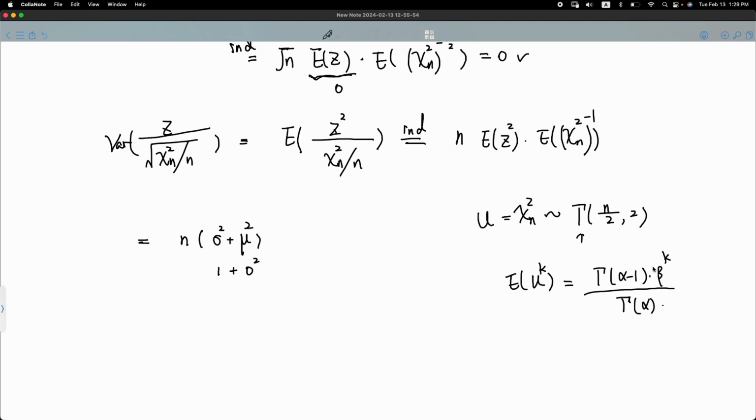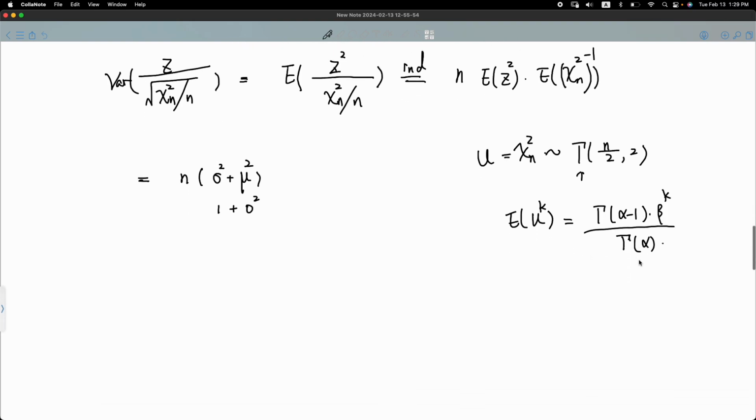Does someone remember if this is the formula? Did I write it correctly? You can copy from the formula in your previous handout or homework. I think this is the one, the formula we derived in homework 1. Now we just need to plug in the terms. Alpha here is n over 2, beta is 2, and k is -1, over the gamma function of n over 2.